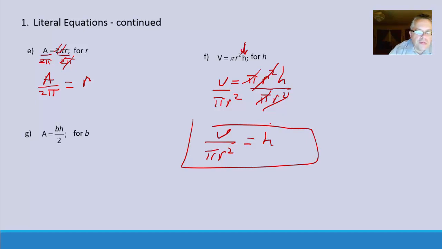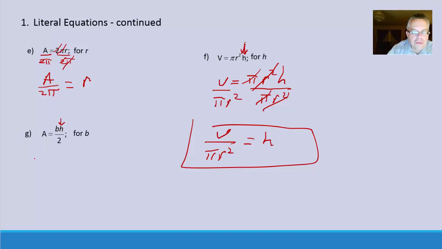One last one here. This is actually a formula for the area of a triangle. And we want to solve for h. A couple ways we could do this. I don't like this 2 here very much. So I'm going to multiply through everything by 2 to cancel it.